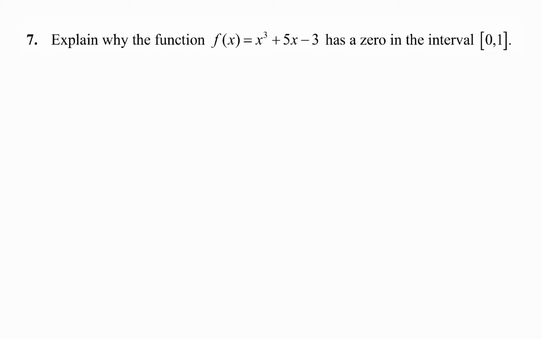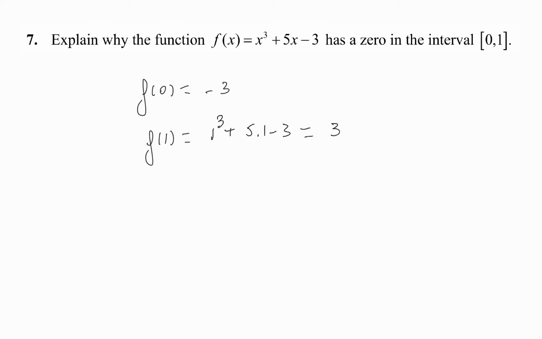Explain why the function f has a zero on the interval 0, 1. To explain this, we use the intermediate value theorem. So, what is f of 0? F of 0 is 0 cubed plus 5 times 0 minus 3. F of 1 is 1 cubed plus 5 times 1 minus 3. So it's 1 plus 5 is 6, 6 minus 3 is 3.